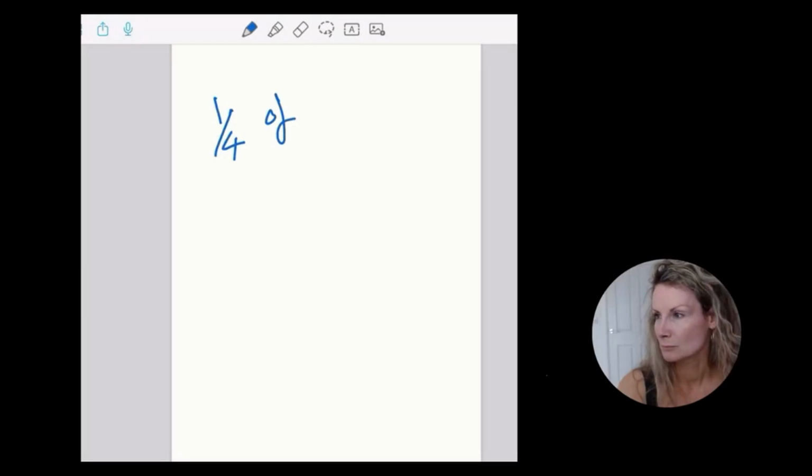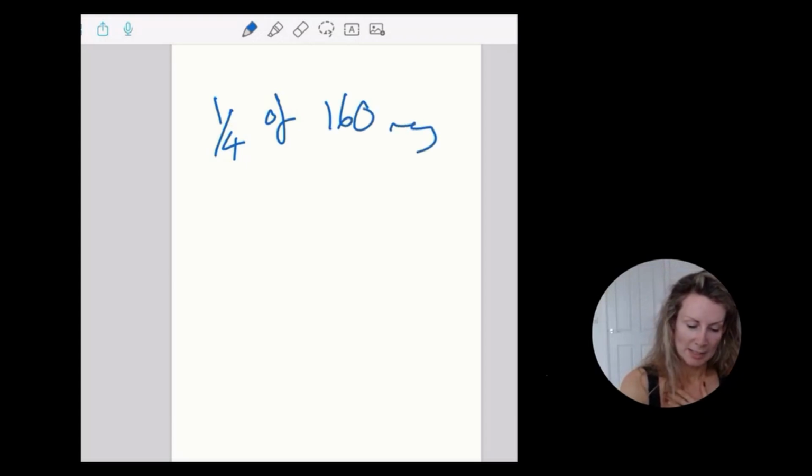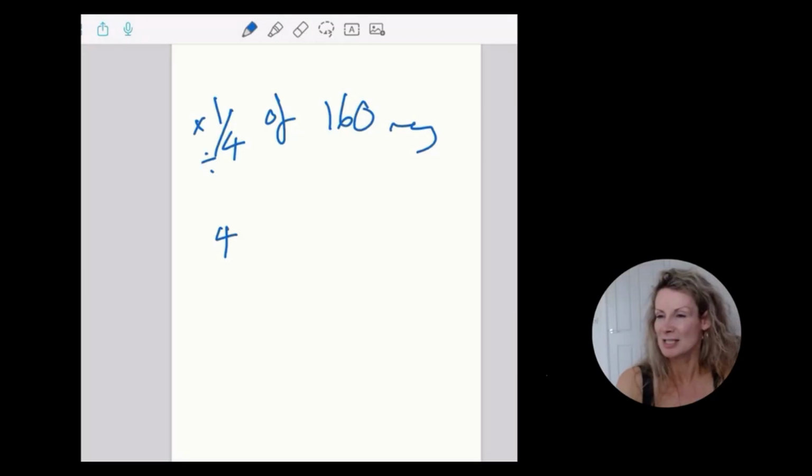One quarter of, so the normal drug dose is 160. Yes. Okay, yep, that's it. So what we're going to do is divide by the bottom and then times by the top, because this could be 3 over 4. That's why I'm telling you that you would times by the top. We don't need to do it because it's just 1, but we're going to divide by 4.